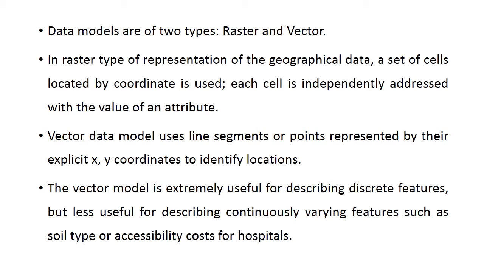In raster type of representation of geographical data, a set of cells located by coordinate is used. Each cell is independently addressed with the value of an attribute. Each cell contains a single value and every location corresponds to a cell. One set of cells and associated values is a layer.